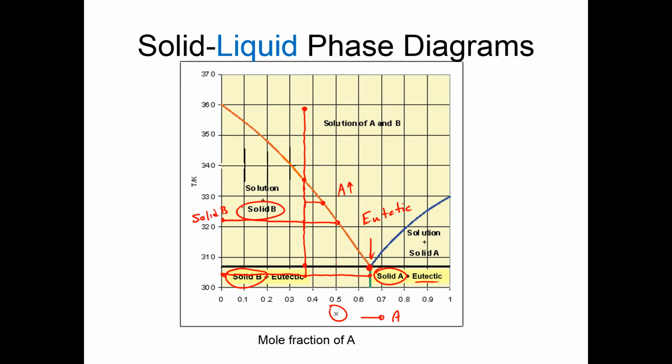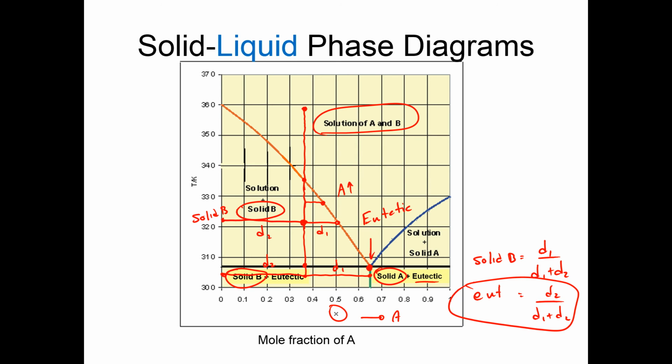So let's just say this is distance 1, distance 2, and then my solid B is going to be distance 1 over distance 1 plus distance 2, and then my eutectic is going to be distance 2 over distance 1 plus distance 2. And that also works here as well. If this is distance 1 and this is distance 2, then distance 2 over distance 1 plus distance 2 is going to be for my solution of A and B. So this is a solid phase diagram.